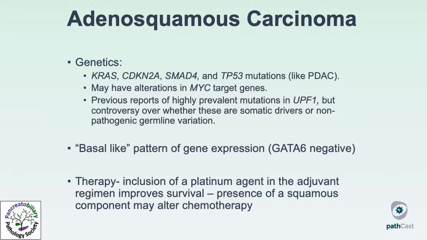With regard to the transcriptomic classification, these adenosquamous carcinomas fit in the basal-like group. There are immunohistochemical stains that can help to classify based on transcriptomic signatures, and GATA6 negative does push them into the basal-like group. Again, not clinically actionable right now, but may be important in the future. As far as therapy of adenosquamous carcinoma, inclusion of a platinum agent in the adjuvant regimen improves survival, and so the presence of a squamous component can alter chemotherapy, so it's important to report these accurately.